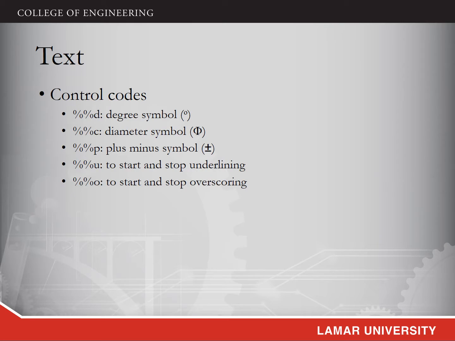In addition, AutoCAD also provides some control codes to insert specific symbols in the text. The degree symbol can be completed by %%D. %%C will help you to insert the diameter symbol. %%P is a plus minus. %%U will be applied to start and stop underline. %%O will start and stop overscoring.